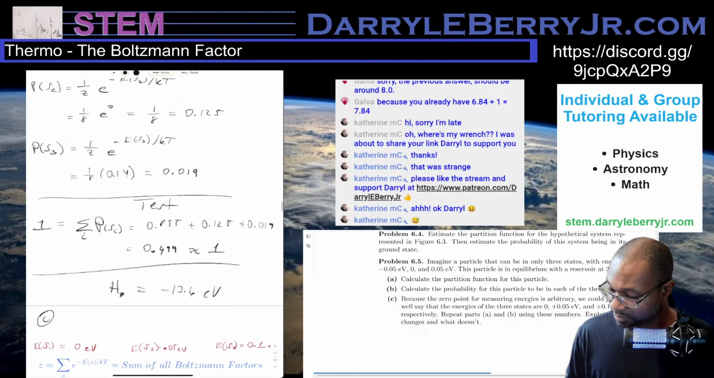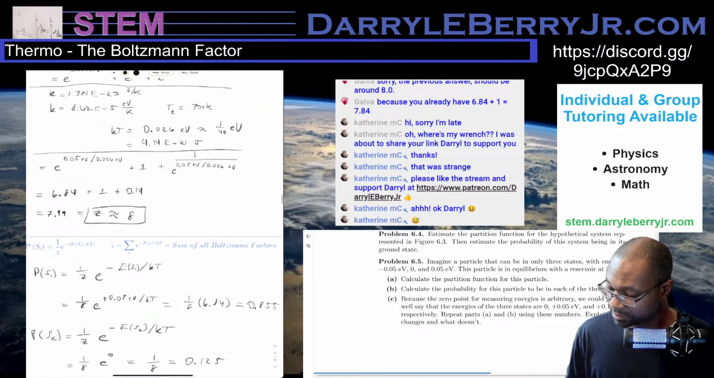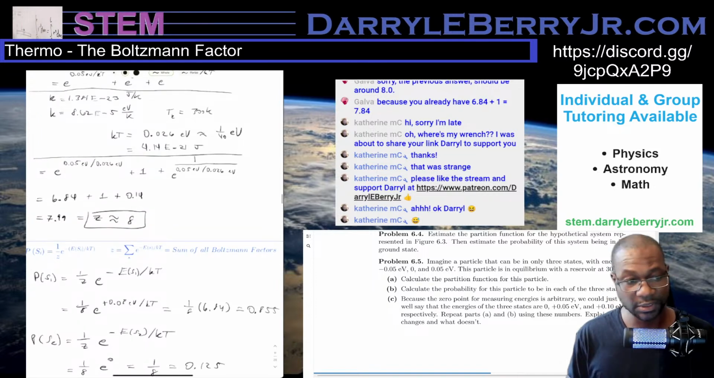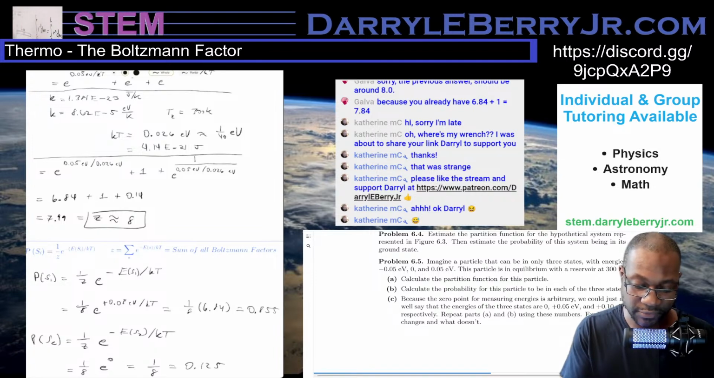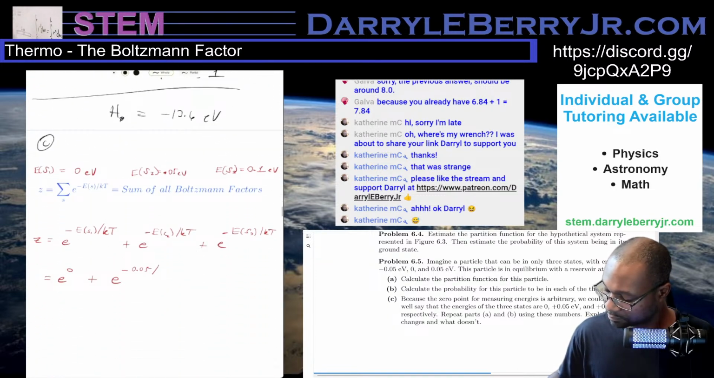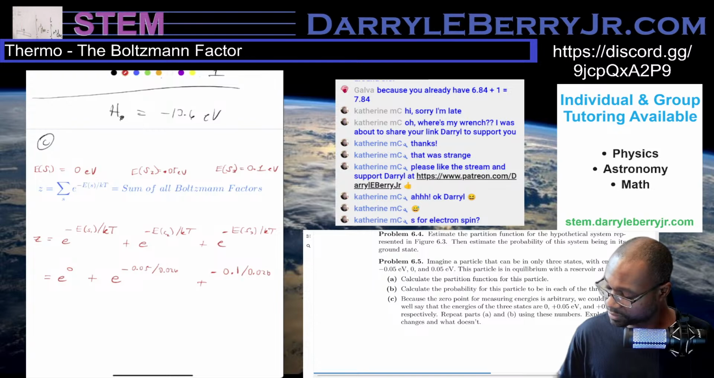And we already did kT earlier, I'll just write that in. kT was 0.026. I just can't write an extra 0, so it messed me up earlier when I was doing the first calculation. It was 0.026 electron volts, plus e to the negative 0.1 divided by 0.026.